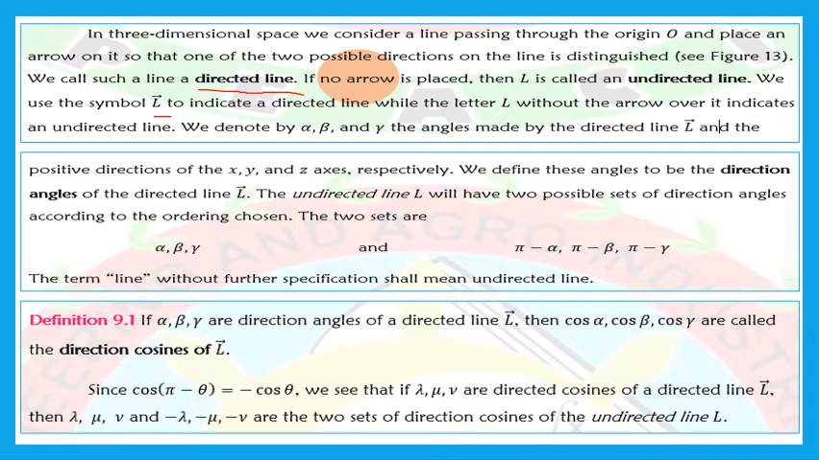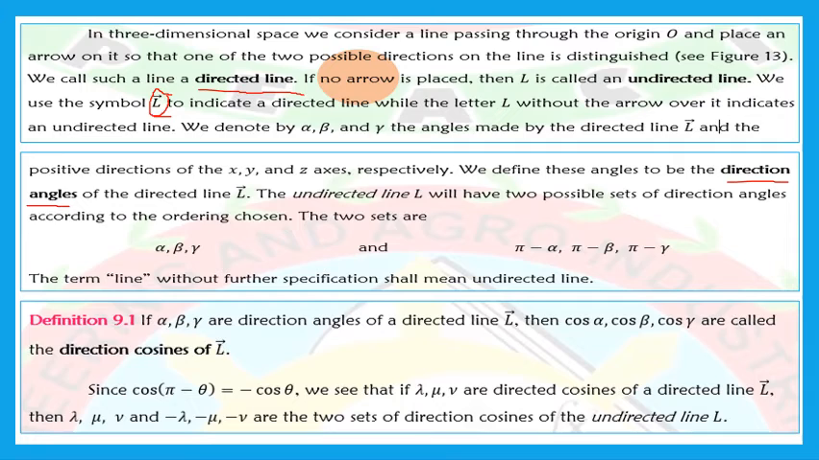So we denote by alpha, beta, and gamma the angles made by the directed line L in the positive directions of the x, y, and z axis respectively. So we define these angles to be the direction angles. So si alpha, beta, and gamma class, sila din yung tinatawag na direction angles ng directed line natin na L na may arrow sa taas ha.